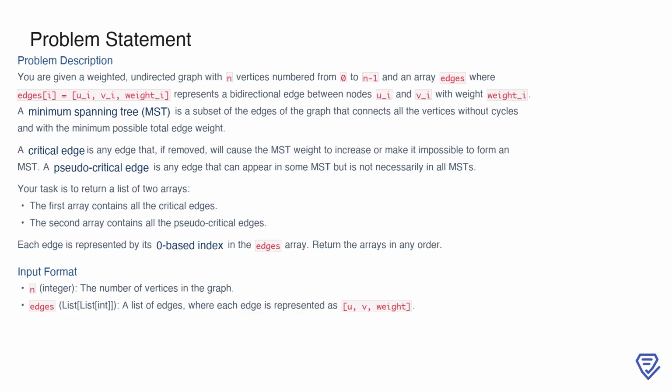Now, the problem introduces two specific types of edges: critical edges and pseudo-critical edges. A critical edge is one that, if removed, either increases the total weight of the MST or makes it impossible to form an MST. On the other hand, a pseudo-critical edge is one that can be part of at least one MST, but it is not necessarily included in all MSTs. The task is to return two lists, one containing the indices of all critical edges, and the other containing the indices of all pseudo-critical edges, based on their positions in the input edges array.